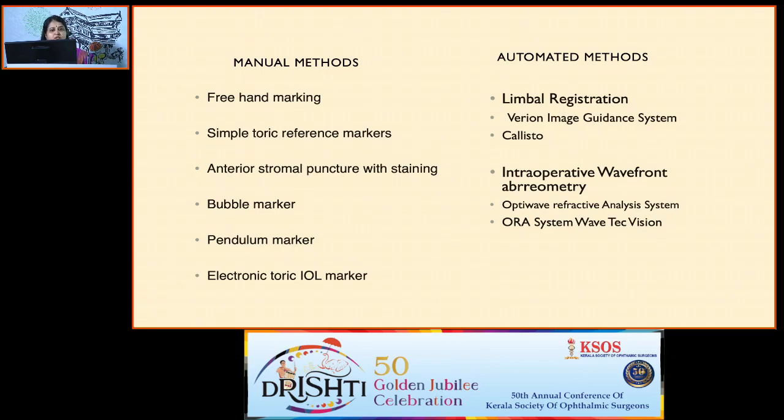And the manual methods are by freehand marking, simple toric reference markers, anterior stromal puncture with staining, bubble marker, pendulum marker, and electronic toric IOL marker. And automated methods are by limbal registration, that is by Verion image guidance system and KSOS 2023. Intraoperative, there is another method, an intraoperative wavefront aberrometry, that is by the Aura System, WaveTec Vision.